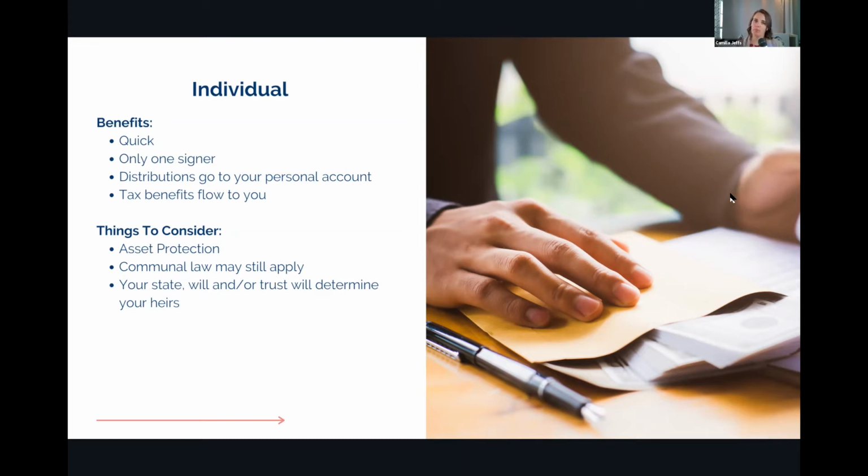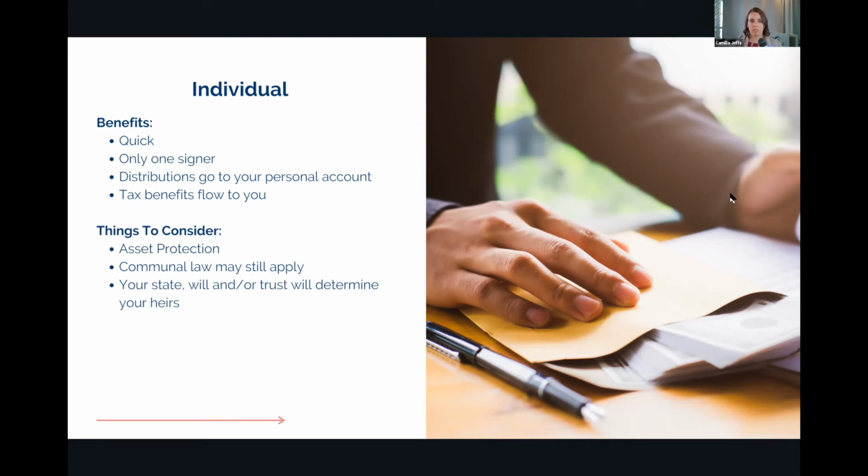So in that PPM document, we ask you to fill out your information for your bank. And where you want those distributions to go. So it just goes straight into your personal account. And then also all the tax benefits, they'll flow directly to you. And then you can go and send them to your CPA and have your CPA file for that.